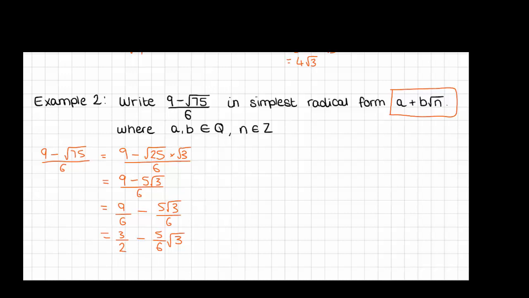The other way we could have done it would have been to split up the fraction first. So actually just do 9 over 6 minus the square root of 75 over 6, which will give us 3 over 2 minus, and then do our simplifying from there. Either way is fine. It's your choice, it's your preference. Pick whichever one you feel most comfortable with.